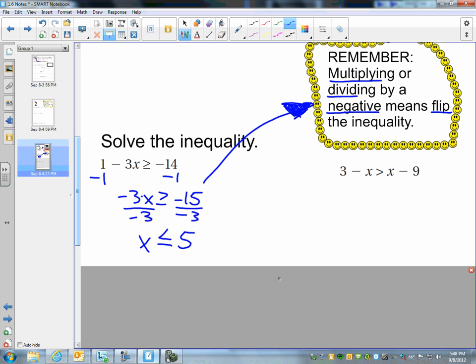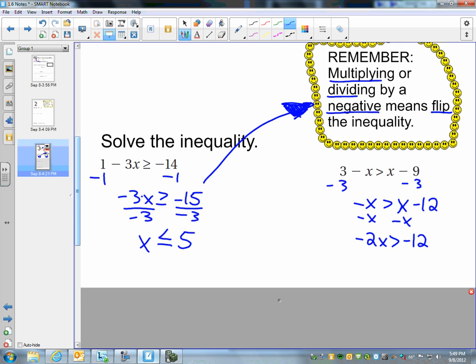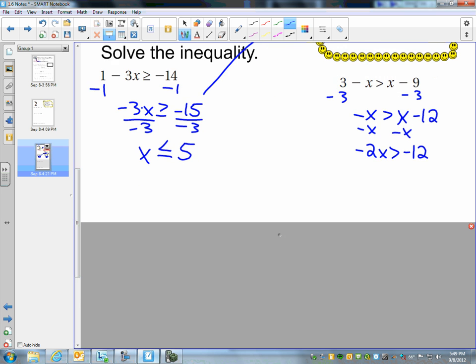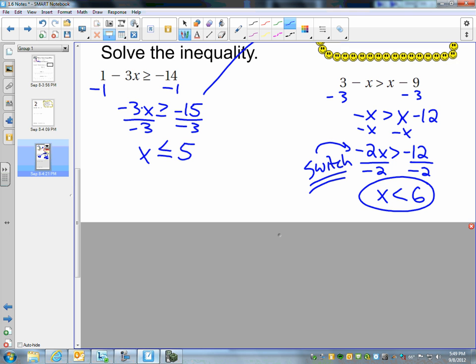Here's our next one. We can subtract 3 from both sides. I get all my x's on one side, so we can subtract x. Now again, same deal. We have a -2. When we divide by a negative, we need to flip that sign. So that's our final answer. So this is when we need to switch. We switch our sign there. Very important.